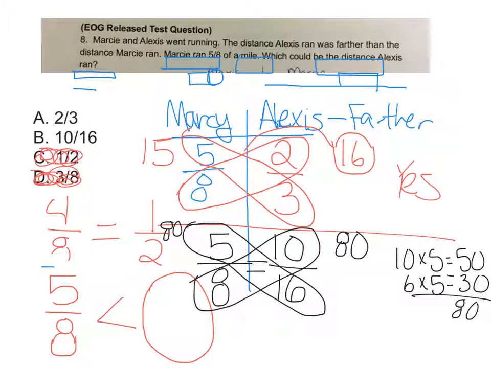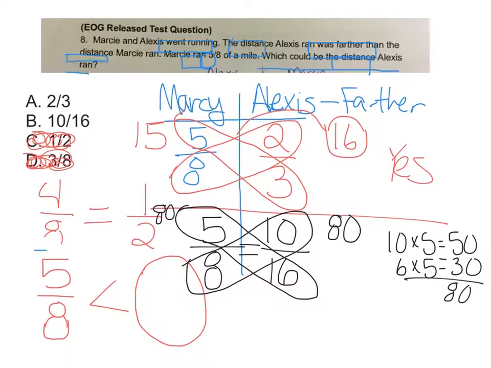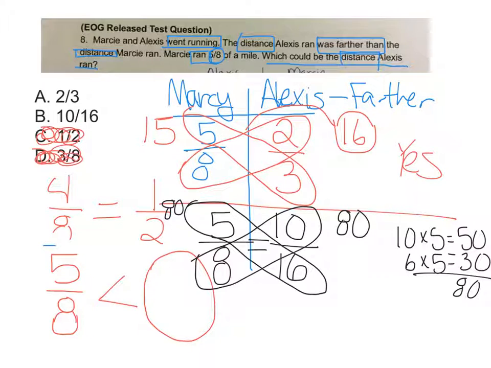So that doesn't match our question, because our question is which could be the distance that Alexis ran, and we know from the problem up here that Alexis ran farther than the distance that Marcy ran. I'm sorry that our numbers got mixed up, so let me fix those. The correct answer is going to be A. And we did a lot of work to figure out that the answer was A. Please take your time with every problem you answer and really work it out and prove to yourself that the answer is correct. If you have any questions, let me know. Thank you. Have a great night.